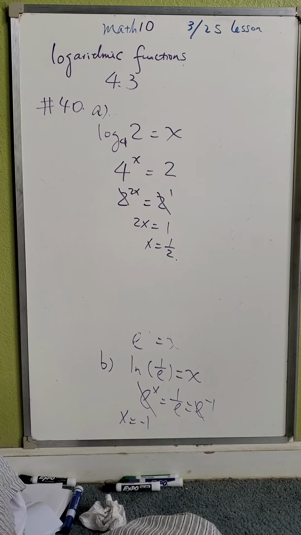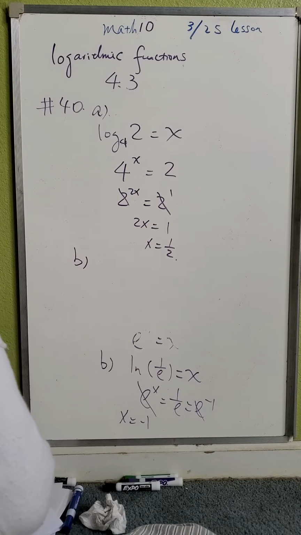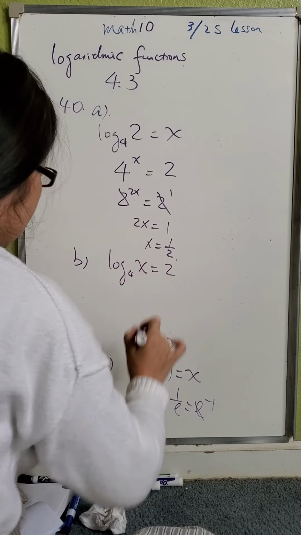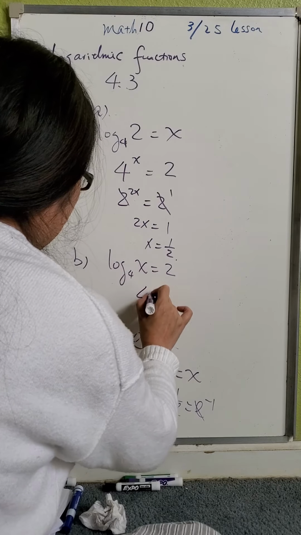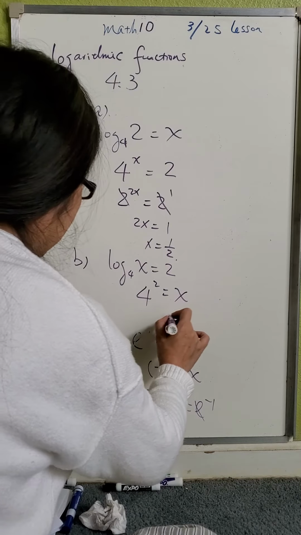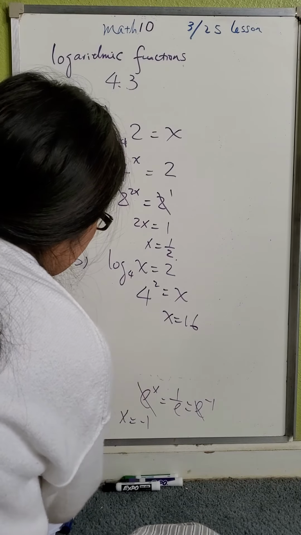And next, part B, they said that log base 4 of x equal 2. So that means 4 squared equal to x. Well, that was straightforward. x equal to 16. So that's all you need to do for this one.